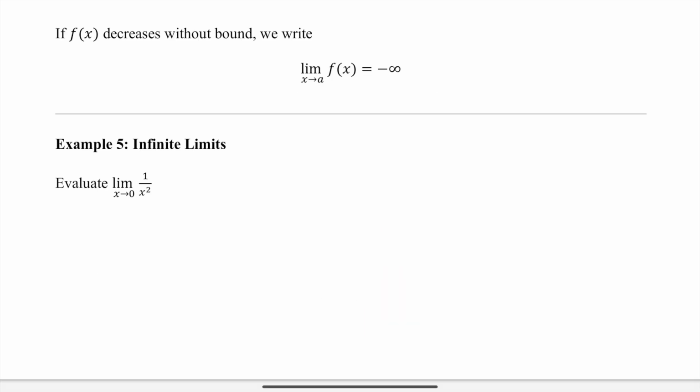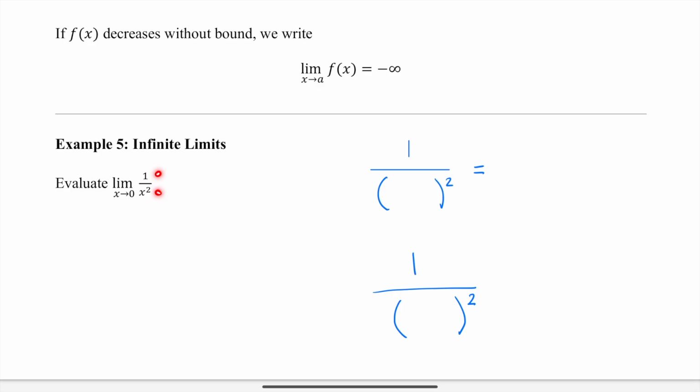Now, let's evaluate this example. Limit of the function 1 over x squared as x approaches 0. As x gets closer to 0, x squared gets very small. And 1 divided by a very small number is going to be a large number.